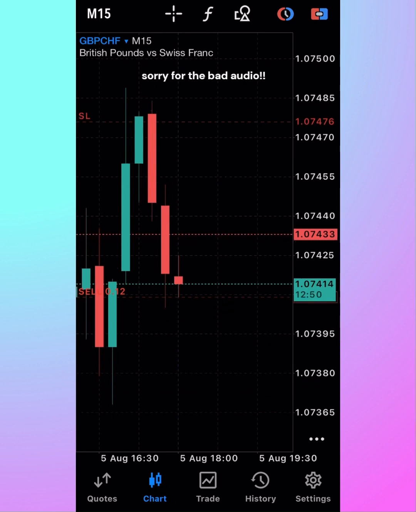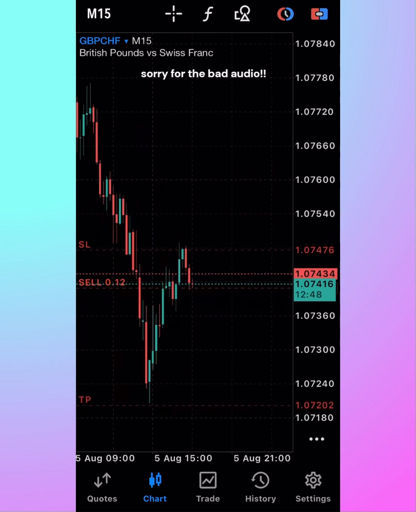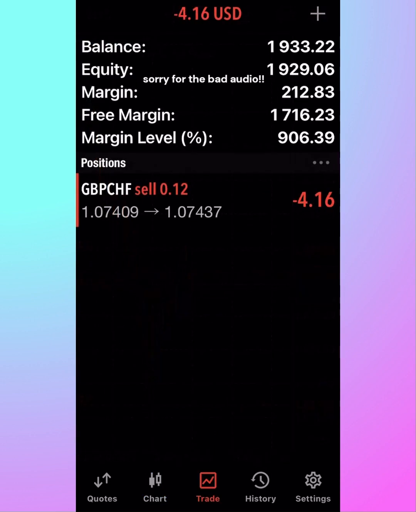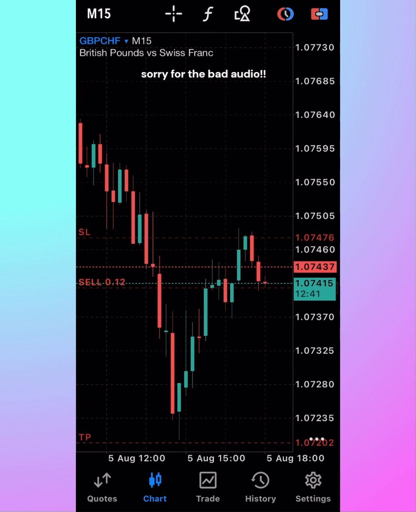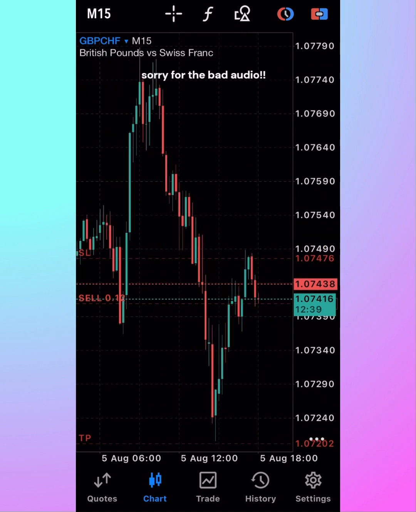Hello guys, you can see that I've taken another trade. Realize that it has been a pair I've been trading for a while now. The setup revolves around this.